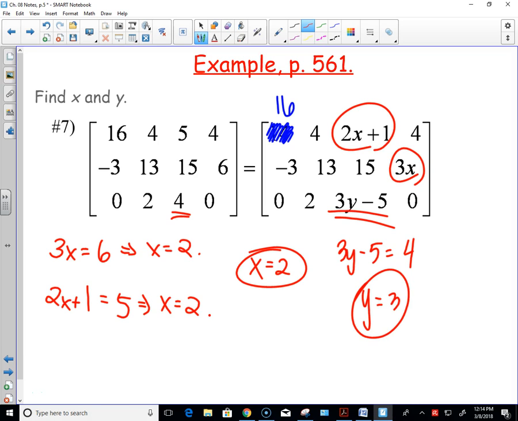But does it make sense why we would have had to say impossible if that had been a different number? Matrices can only be equal as long as every single entry is the same. Does that make sense? Okay.